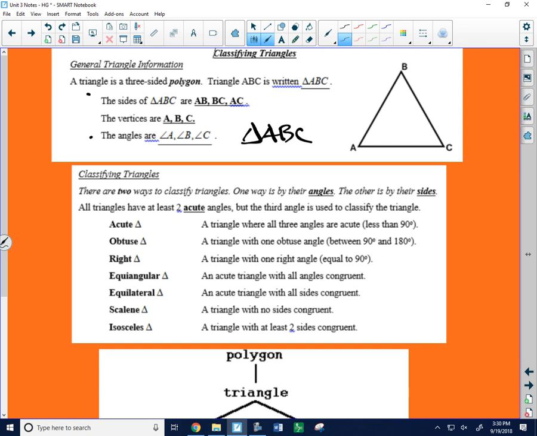Every triangle you can classify by its sides or its angles. So you can classify it 2 ways. By its angles are these 3. And all triangles have at least 2 acute angles, so the third angle really decides what it is.